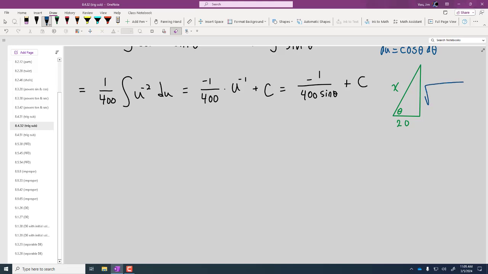Square root of, hypotenuse first, so x squared minus 400, which looks right because it's what we had in the original, which is a good indicator that we're on track. And then we have minus 1, let's write it as minus 1 over 400.